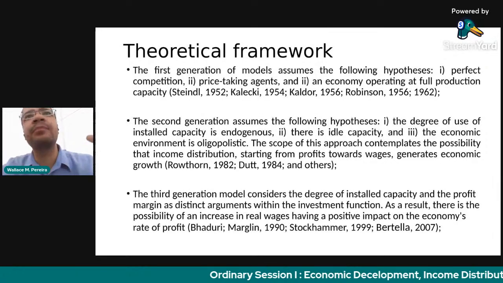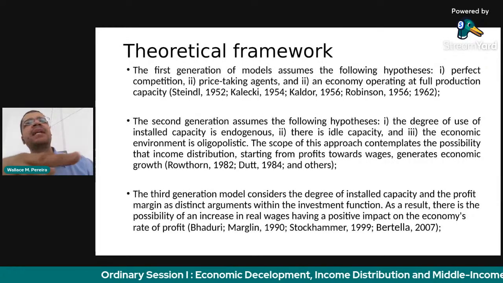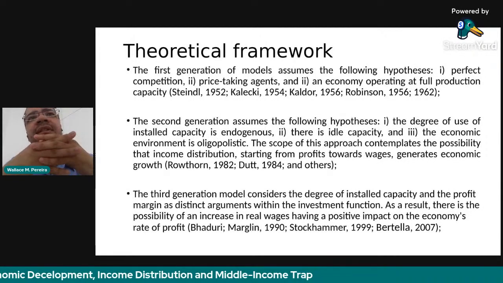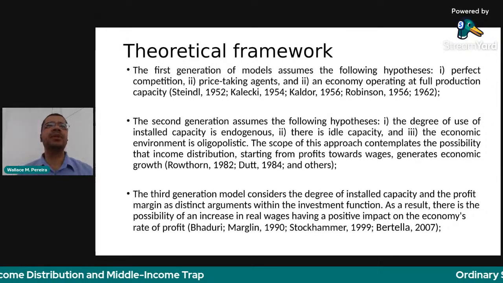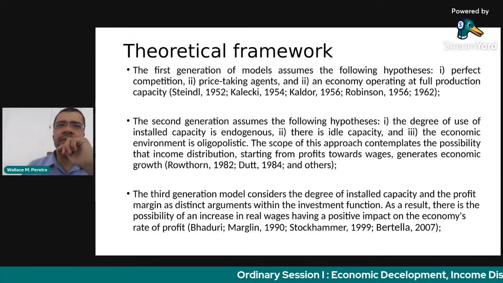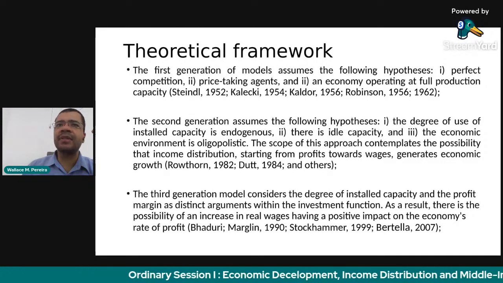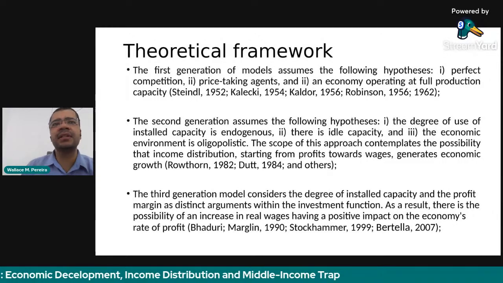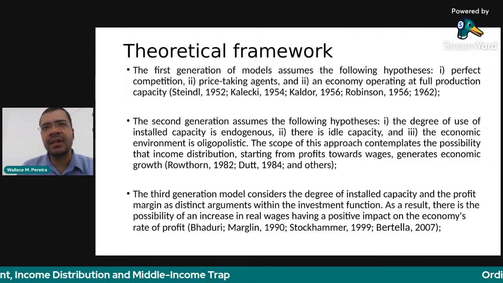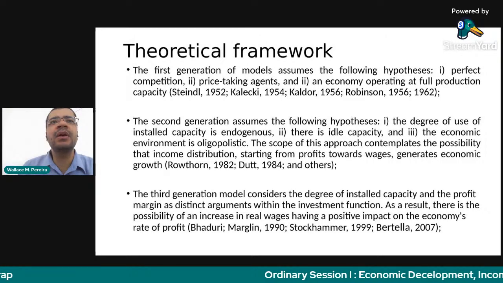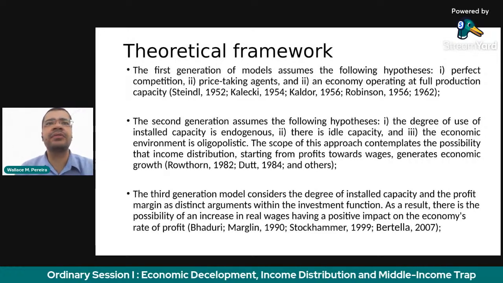The scope of the approach contemplates the possibility that income distribution, starting from profit towards wages, generates economic growth. The third generation models consider the degree of installed capacity and the profit margin as distinct arguments within the investment function. As a result, there is a possibility of an increase in real wages having an impact on the economy's rate of profit.